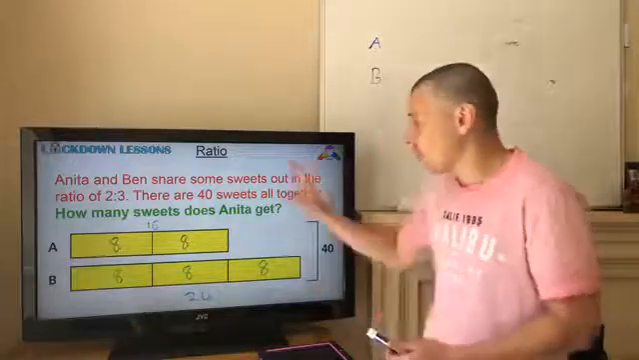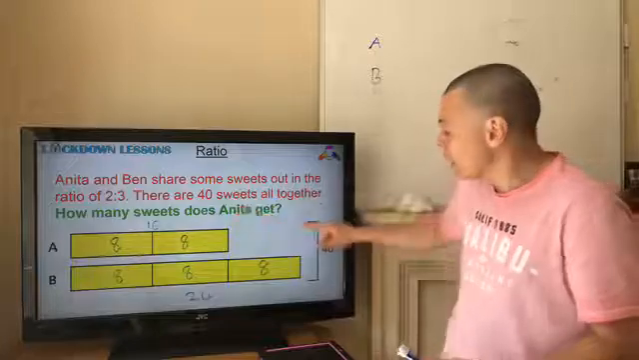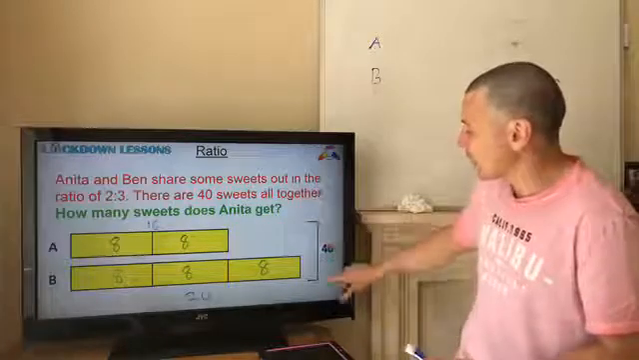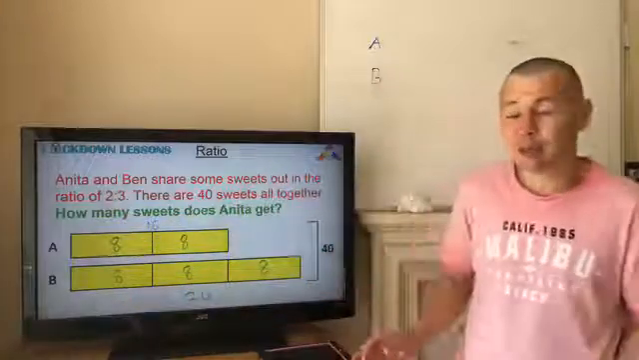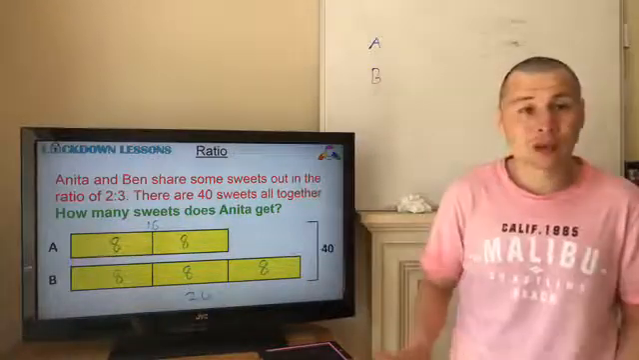Okay, so we're going to have a look at a mixture of these questions now. Remember, it will not always go at the end. The 40 will not always go at the end. It might go there, it might go there. So think about where the amount of sweets goes.